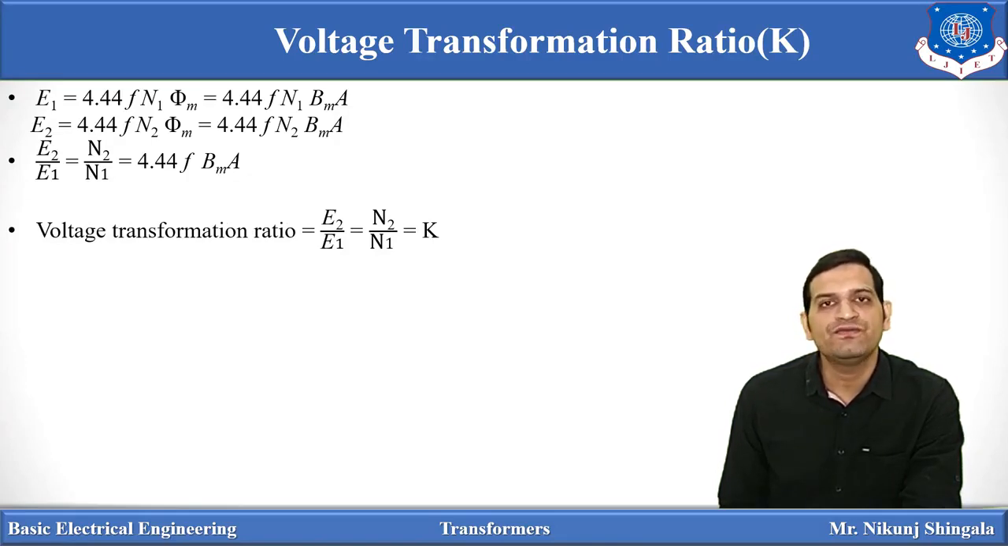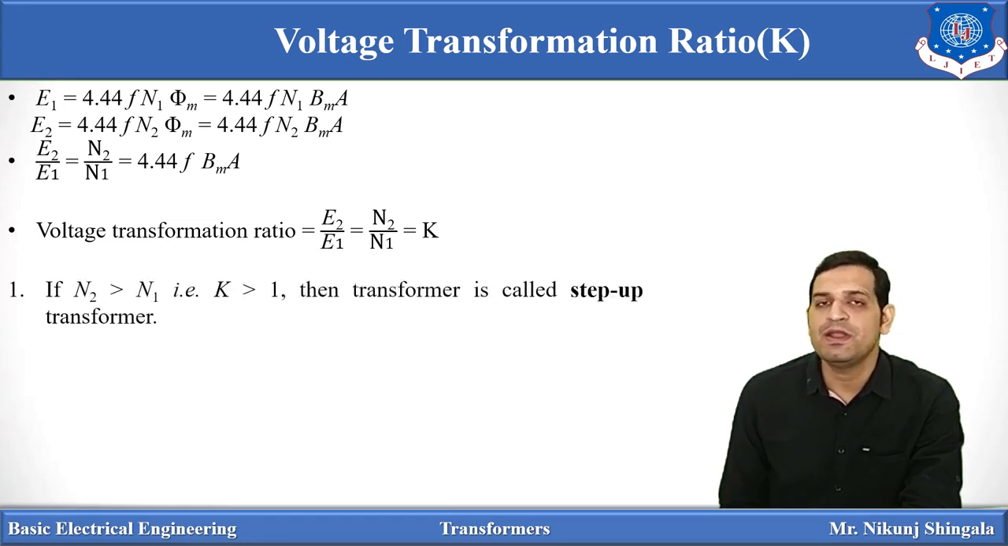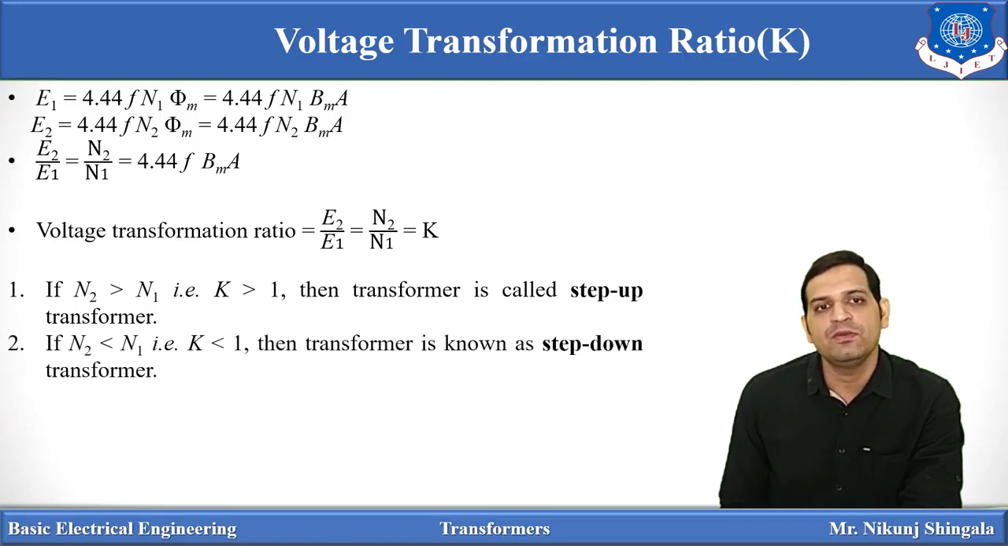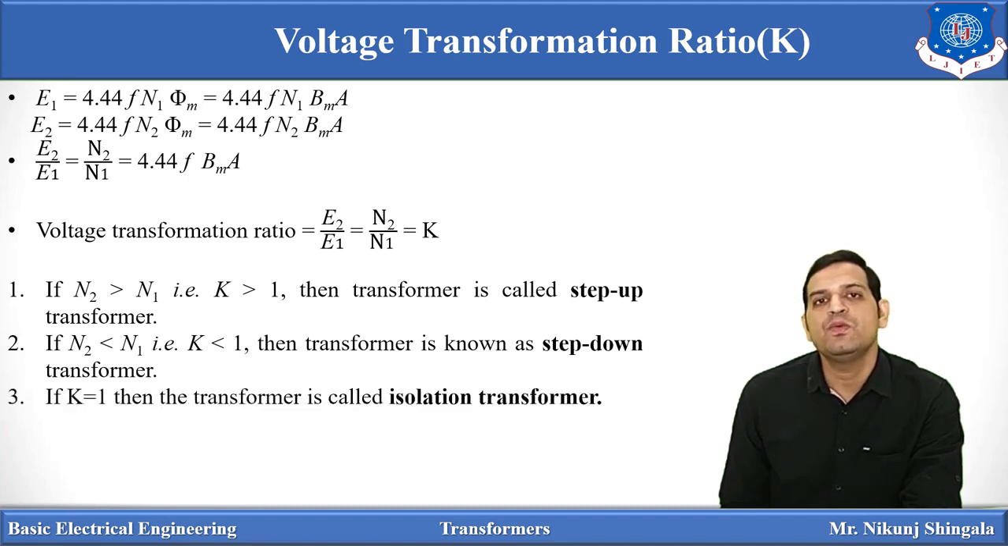Now based on the value of K, we can define transformer as a step up transformer, step down transformer and isolation transformer. So if N2 is greater than N1, then K is greater than 1. If K is greater than 1, then the transformer is called a step up transformer. That means secondary voltage is higher than primary voltage. Next one is if N2 is less than N1, then K is less than 1, then the transformer is known as a step down transformer. That means primary voltage is higher than secondary voltage. And if K is equal to 1, then primary voltage and secondary voltage are equal.